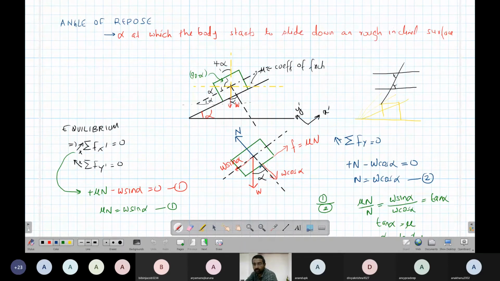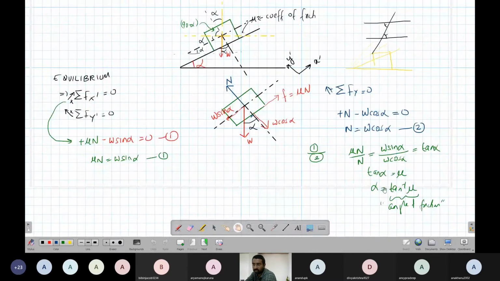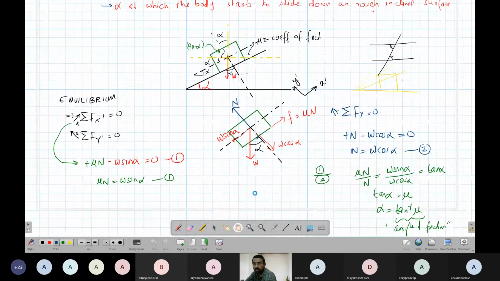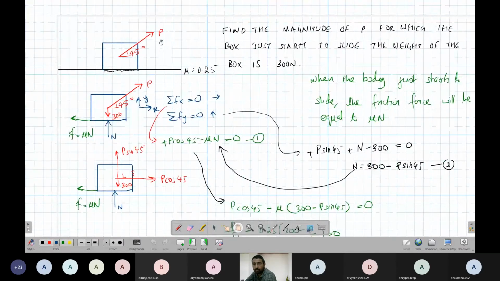About the problems, a wedge and a body: at what angle will it start to fall down? What is the weight? This is the angle of repose. And what we asked is, what is the value of P such that it starts moving? Solve it.